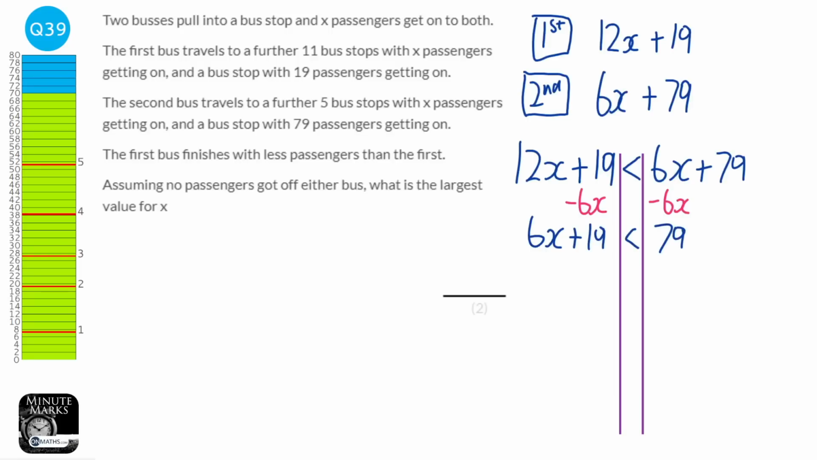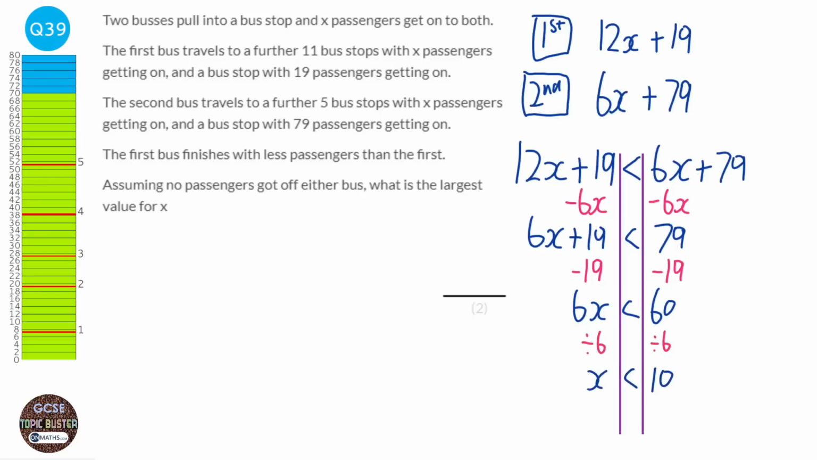And next thing we're going to do is take away the 19 from both sides. And so, meant to be 60. Got ahead of myself. And the last thing we do is divide by 6 both sides. And so we've got X is less than 10.